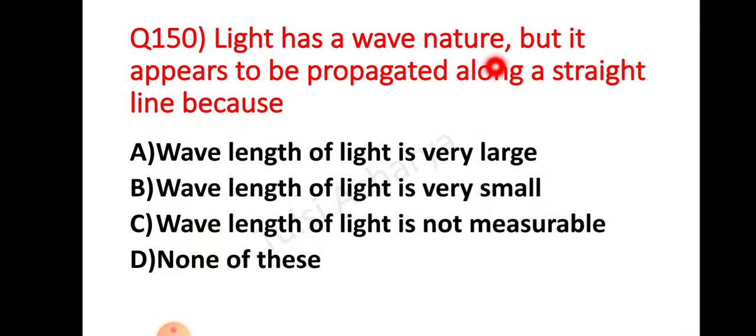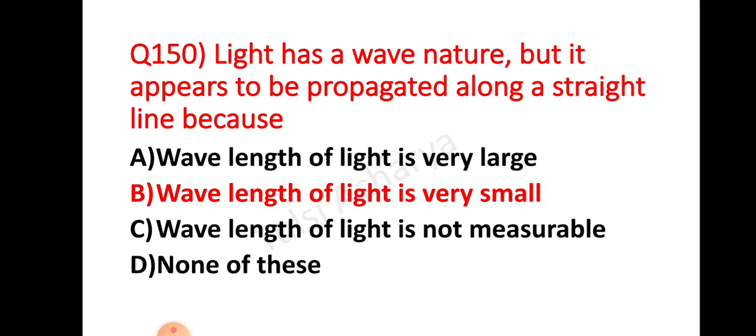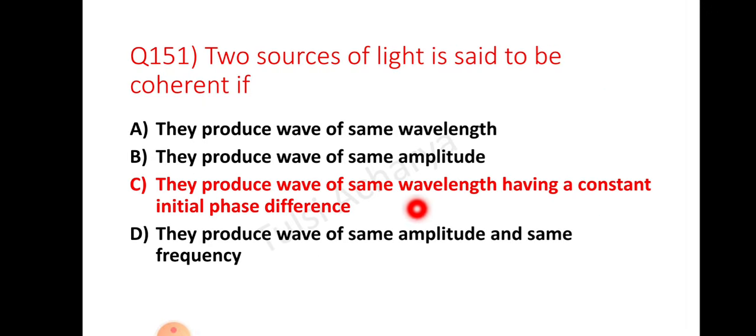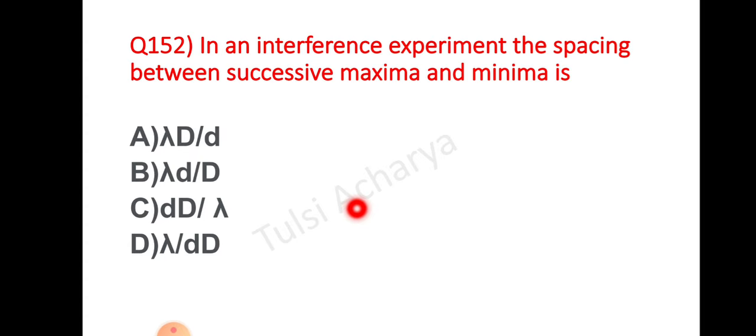Light has a wave nature, but it appears to be propagated along a straight line because the wavelength of light is very small. If wavelength is small, then it appears to be traveling in a straight line. Now let's move to question number 151. Two sources of light are said to be coherent if they produce waves of the same wavelength having a constant initial phase difference. Option choice C is the correct one for question number 151. Now let's move to question number 152.